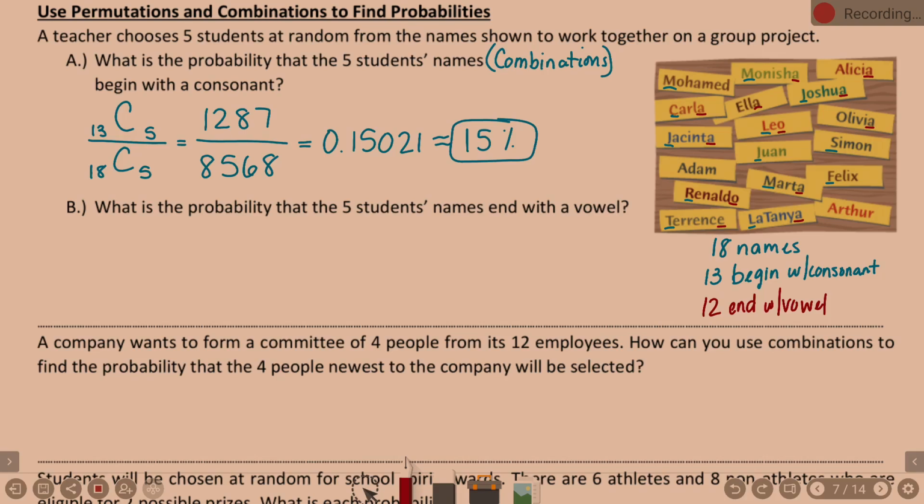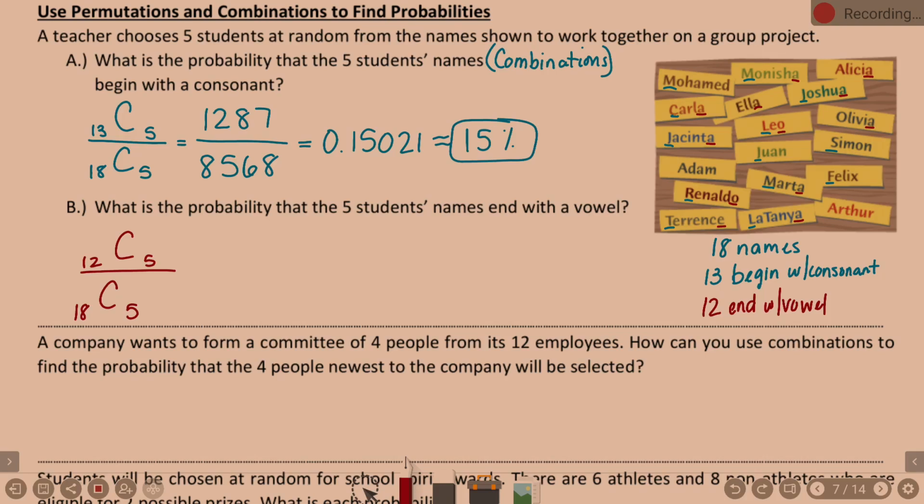Okay, so probability that 5 students' names end with a vowel. How many total possibilities would we be going out of? It would still be 18C5. And then on top, 12. Oh, yeah, you're picking from the 12 that end with a vowel, and we're trying to get 5 at a time. So 12C5.